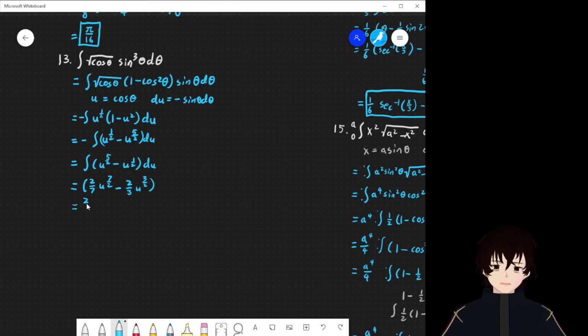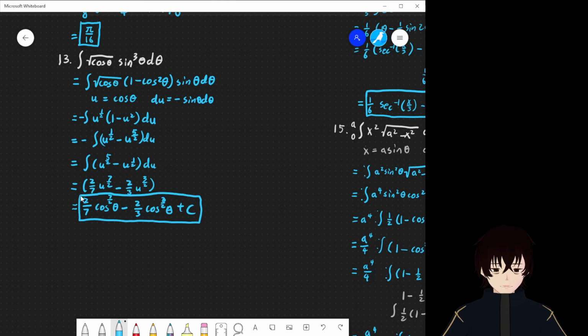Now plug in u again: 2/7 cosine to the power 7/2 of theta minus 2/3 cosine to the power of 3/2 of theta plus c. That is number 13, and it is correct. Now that's 13, let's move on to 15.